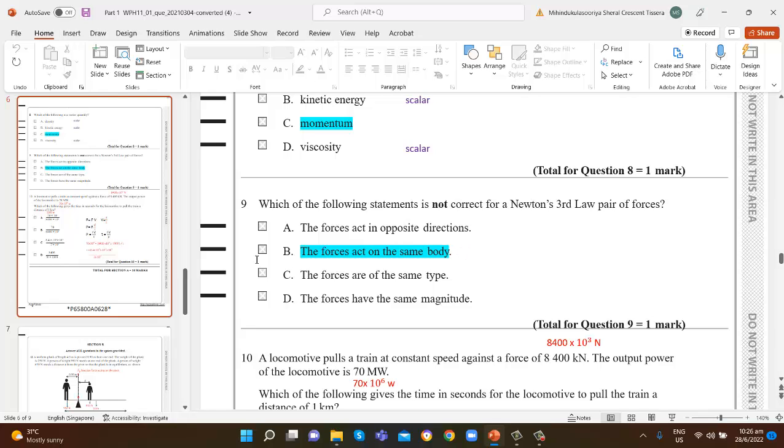So I'll keep that and I go to C. The forces are of the same type? Yes. The forces have the same magnitude? Yes. So Newton's third law says A, C, D. So it is not correct, it's B. Otherwise, I'm in doubt about this. I don't know whether B is correct or not. So you guess and go and read and you will understand. All the others are Newton's third law and you are left with B. So you answer B. It's confirmed.